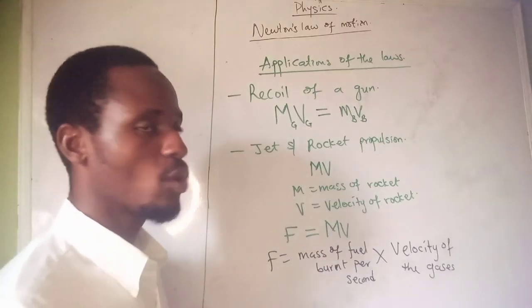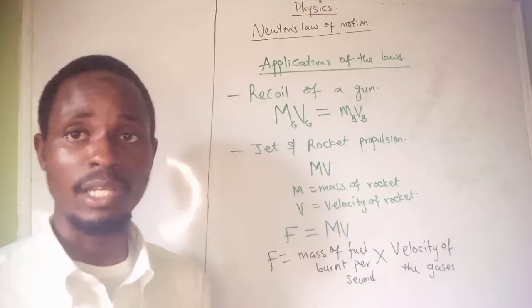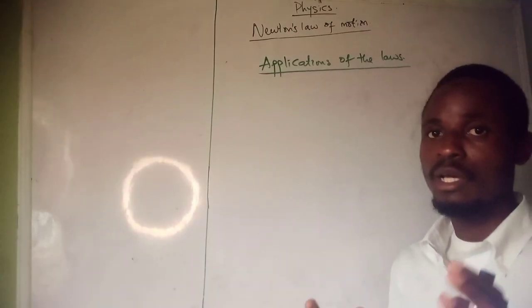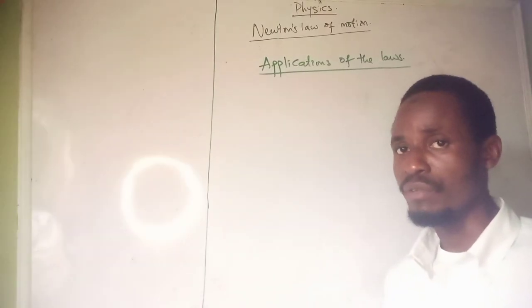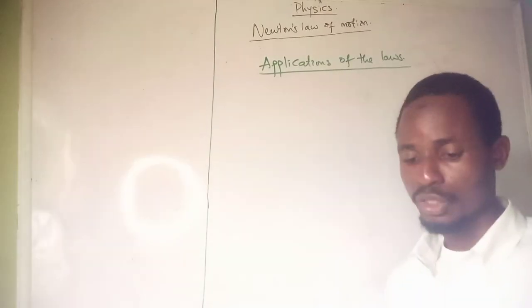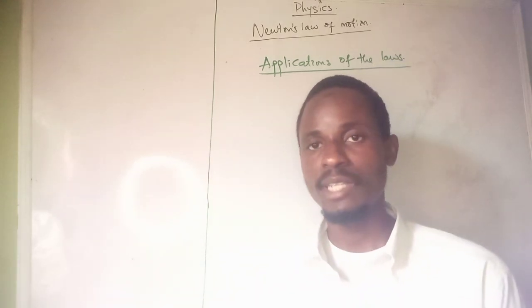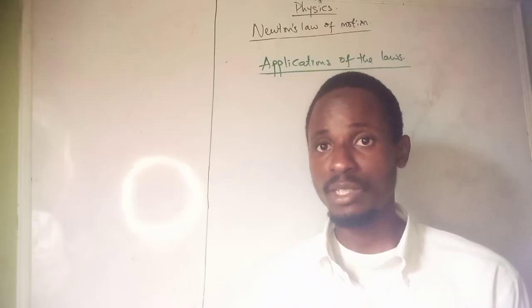So then we also have the application in terms of body in a lift. The law is applied when we talk about the weight of the body in a lift. So if you want to calculate the weight of the body in a lift, you can make use of the application of this law. Now, you should be able to differentiate between when the lift is accelerating and when the lift is moving with uniform velocity.